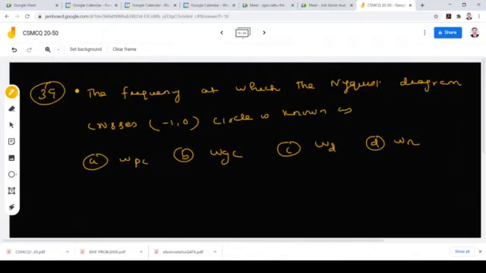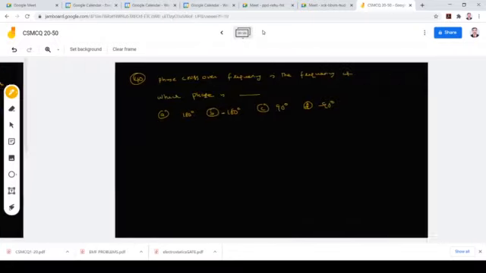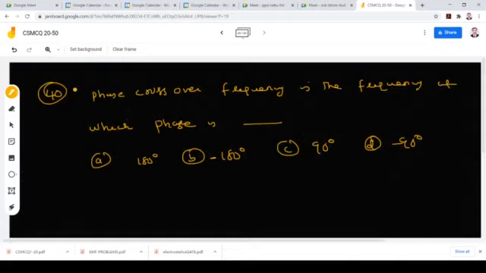Okay. The frequency at which the Nyquist diagram crosses the minus 1, 0 point is known as the gain crossover frequency. Direct question. And next one is phase crossover frequency, the frequency at which the phase is minus 180 degrees, right? So this is another type of question we can expect, right? Okay.